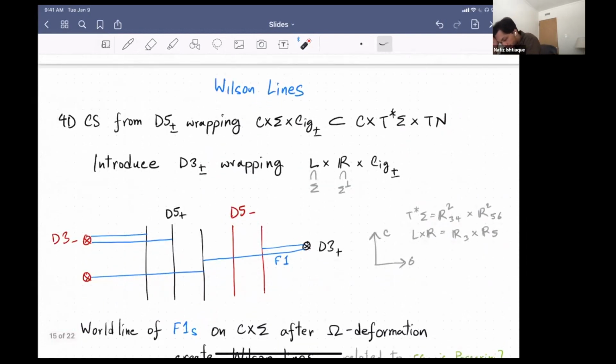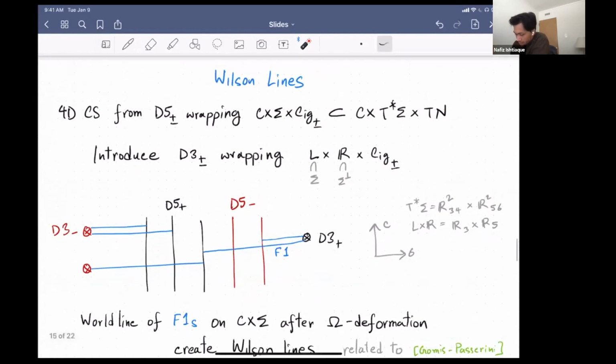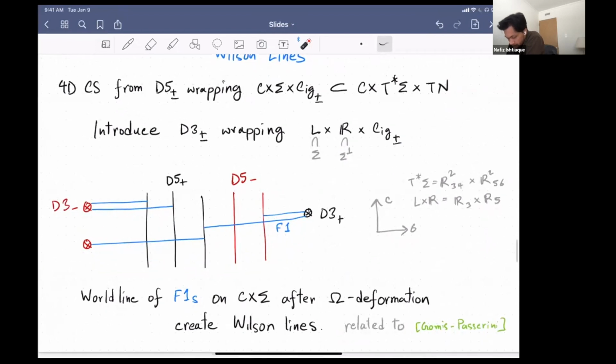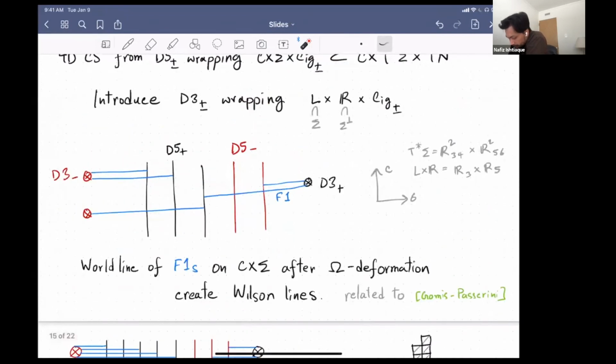So now that we have the 4D Chern-Simons theory, we want to introduce line operators, in particular Wilson lines. And so we can do that by introducing more branes, in particular D3 branes. We want them to be line operators on the topological plane. So they wrap some line inside sigma. They also wrap the cigars. And they extend in the directions normal to the topological plane. So some diagrams for them would be something like this.